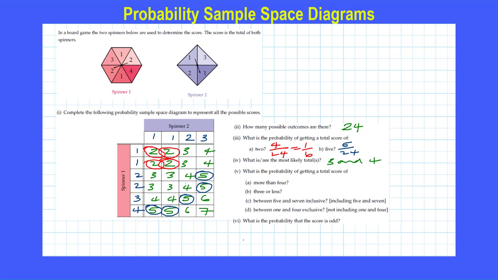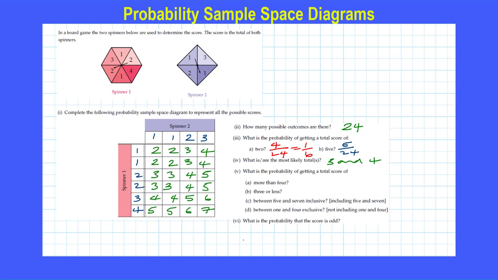Then we can answer other questions. What's the probability of getting a score of more than 4? Now I'm lucky, I can delete all this and start again. So if it's more than 4, it's any number which is above 4, so 5, 6 and 7. And we count it, we find there's 8 of them out of the 24 that there were in total, which can simplify to 1/3.